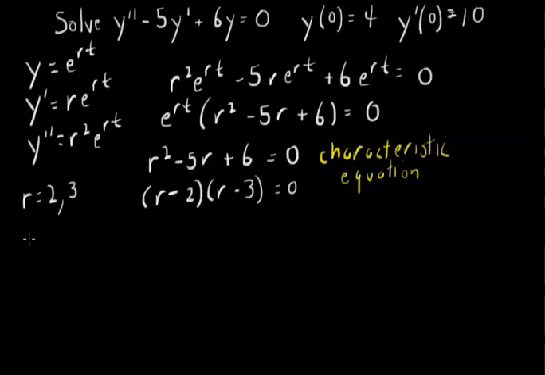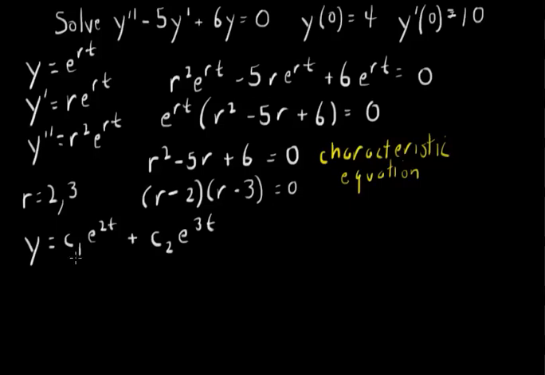What that means is that the general solution of our differential equation has the form y equals some constant, we'll call it c1 times e to the 2t, plus some constant c2 times e to the 3t. We use both of those values of r's with constants out in front.